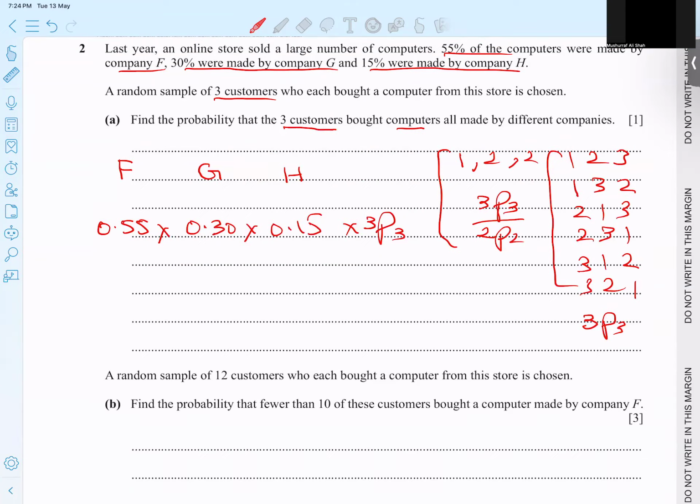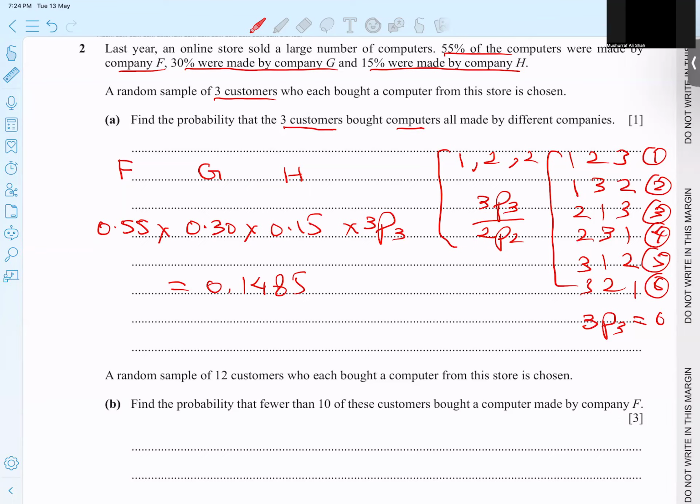And if you check in calculator, 0.55, 0.30, 0.15 into 3P3, the answer turns out to be 0.1485. Basically, we are dealing with all these options, F, G, H in 6 different ways, because 3P3 is 6. We can count here 1, 2, 3, 4, 5, and 6. I hope the concept is clear.